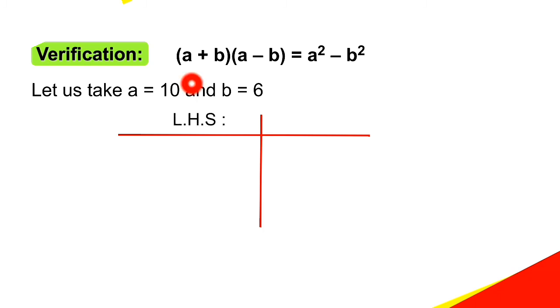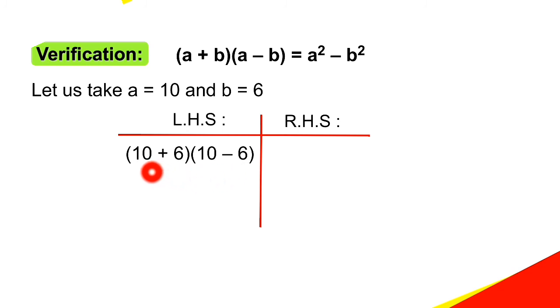We have (A plus B) into (A minus B). Previously we discussed it. Next, what is the RHS side? A square minus B square. Right? Now substitute A equals 10 and B equals 6 in the LHS side. A value is 10 and B value is 6. So (10 plus 6) into (10 minus 6).